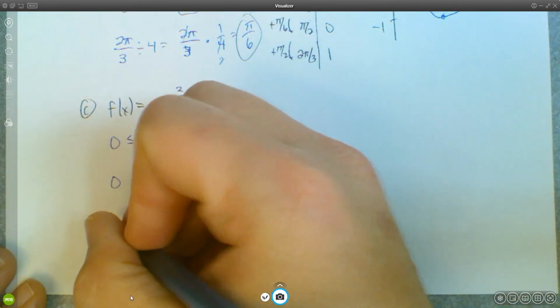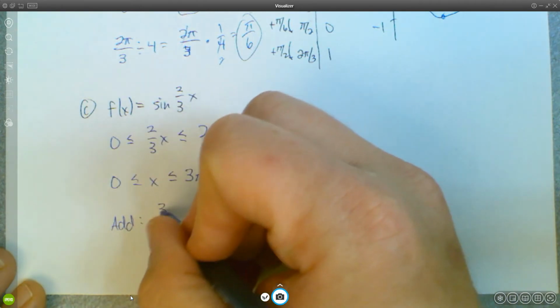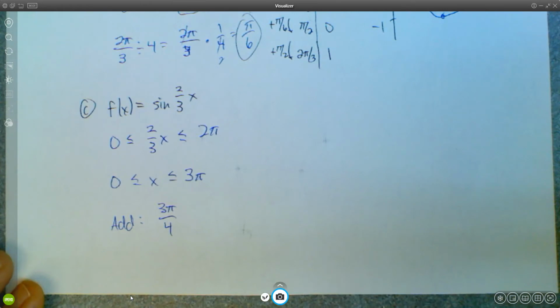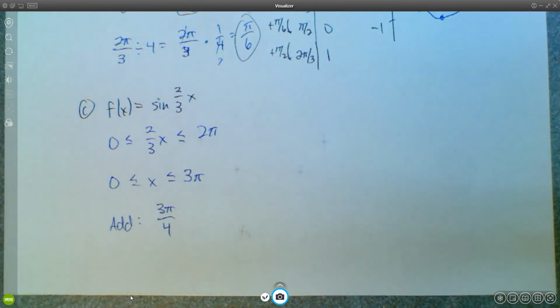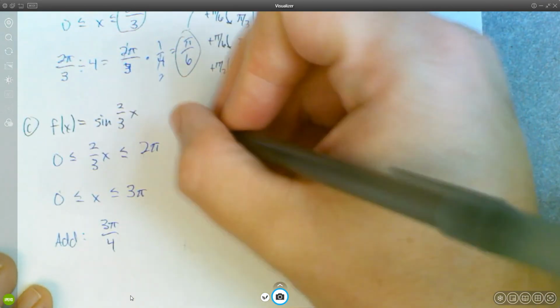So I need to add 3 pi over 4, right? Since the period is 3 pi, I need to add 3 pi over 4. Starting with my starting point and ending at my ending point. Okay, so let's do it.